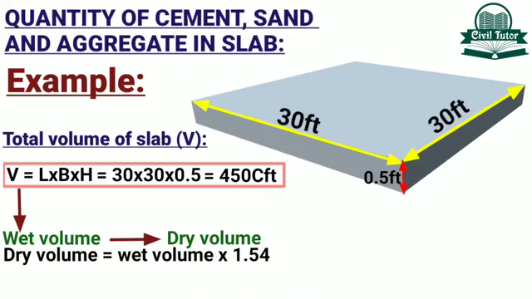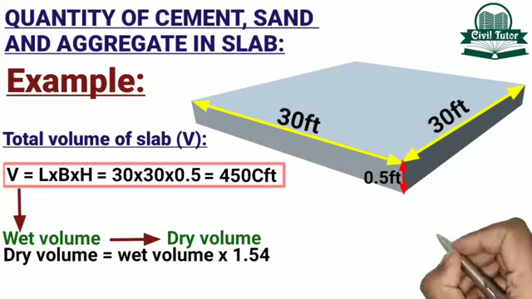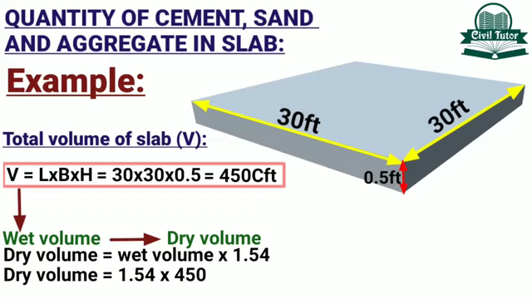Dry volume is equal to wet volume into 1.54, while this 1.54 is a constant value which I will discuss in my coming tutorials. So dry volume will be equal to 1.54 into wet volume, which is 450, and finally we will get dry volume equal to 693 cubic feet.